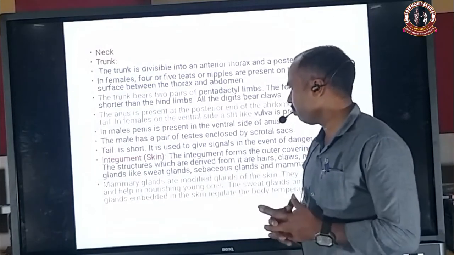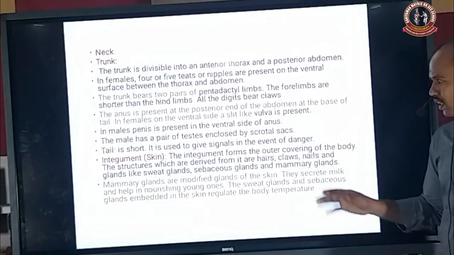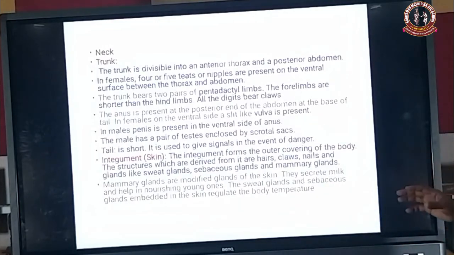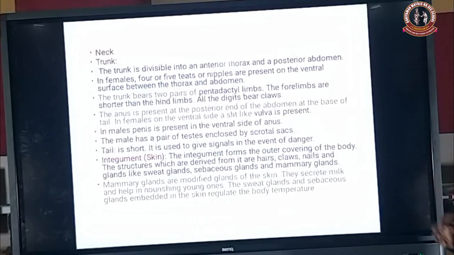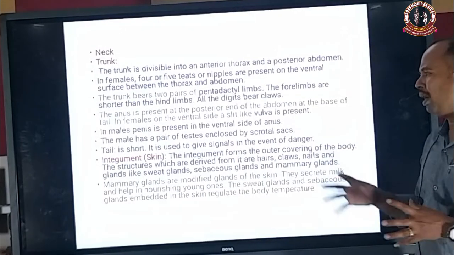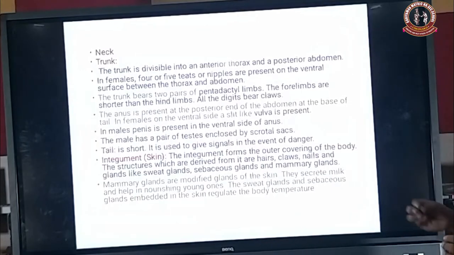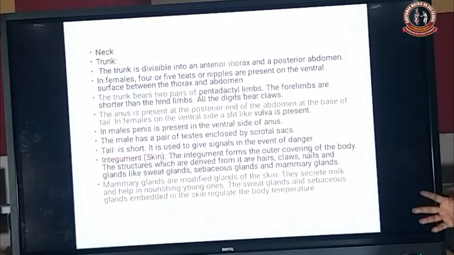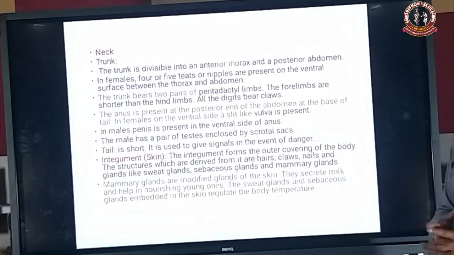The integument of the skin. The integument forms the outer covering of the body. The structures derived from it are hairs, claws and nails, and glands like sweat glands, sebaceous glands and mammary glands. What are the functions of these glands? The mammary glands are modified sweat glands and they secrete milk, nourishing the embryo. The sweat glands and the sebaceous glands are embedded in the skin and regulate the body temperature.